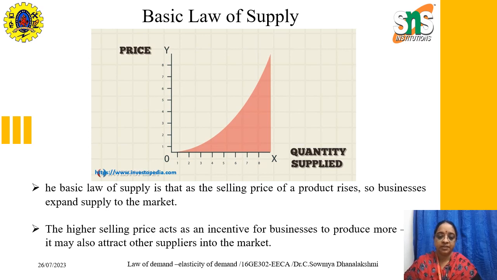The basic law of supply is that as the selling price of a product rises, the business expands supply to the market. Whenever the selling price increases, business people will decide to expand the supply to the market where the demand is more. The higher selling price acts as an incentive for businesses to produce more, and it may also attract other suppliers into the market. This is the graph which shows the price and quantity supplied.